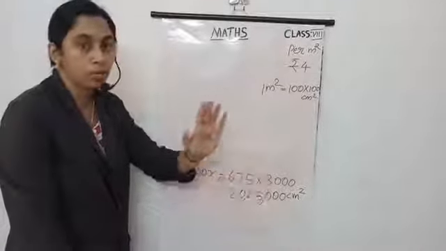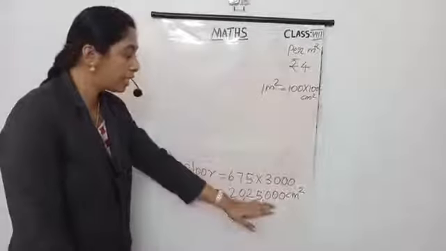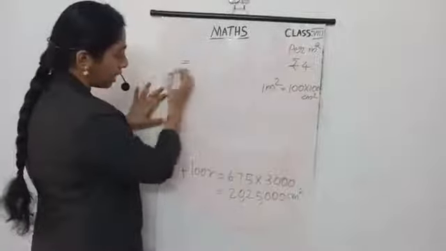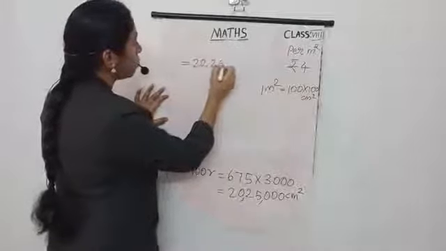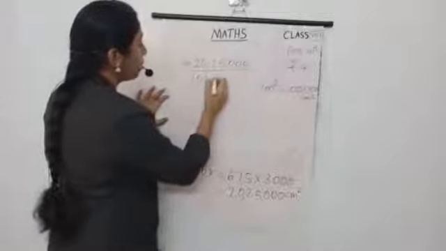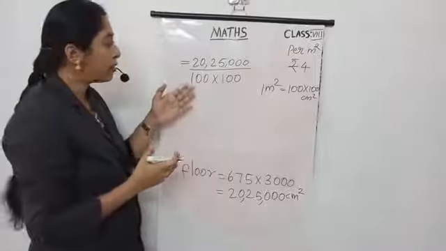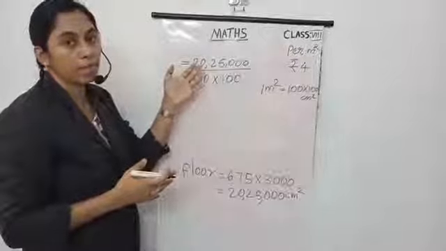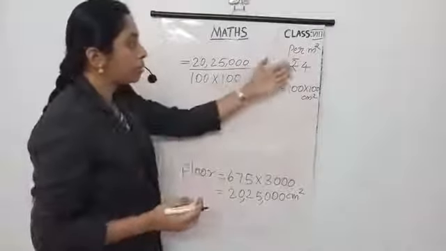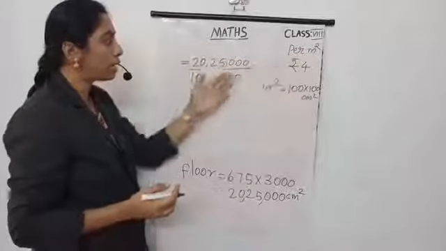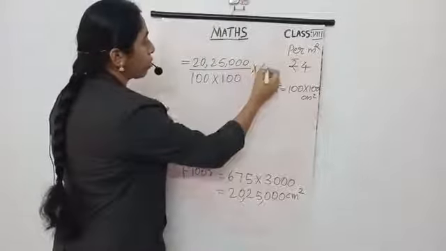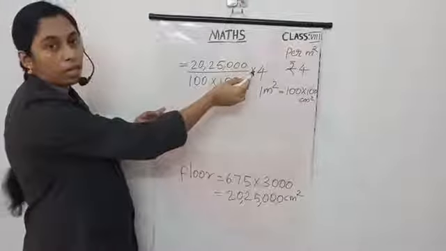This area is in centimeter square. So centimeter to meter, we need to divide this area by 100 into 100. So again equal 20,25,000 divided by 100 into 100. Why here division? We need to convert centimeter square to meter square. Now per meter square rupees 4, so multiply this area into 4. We get total cost.